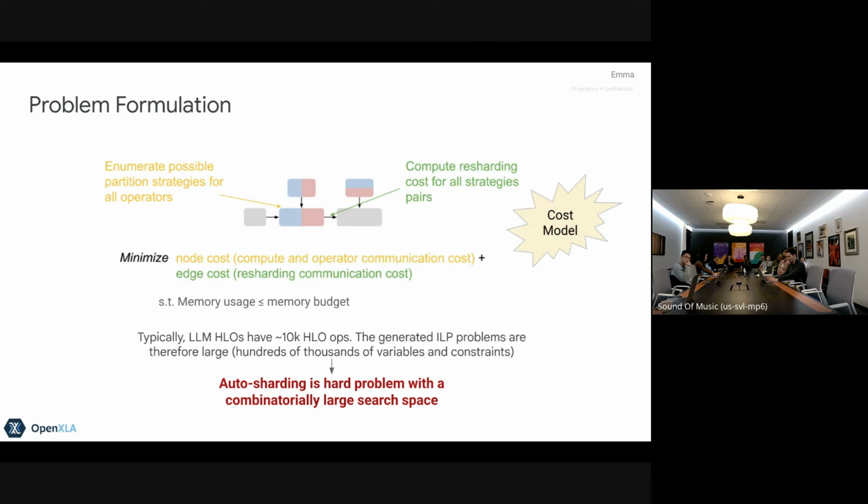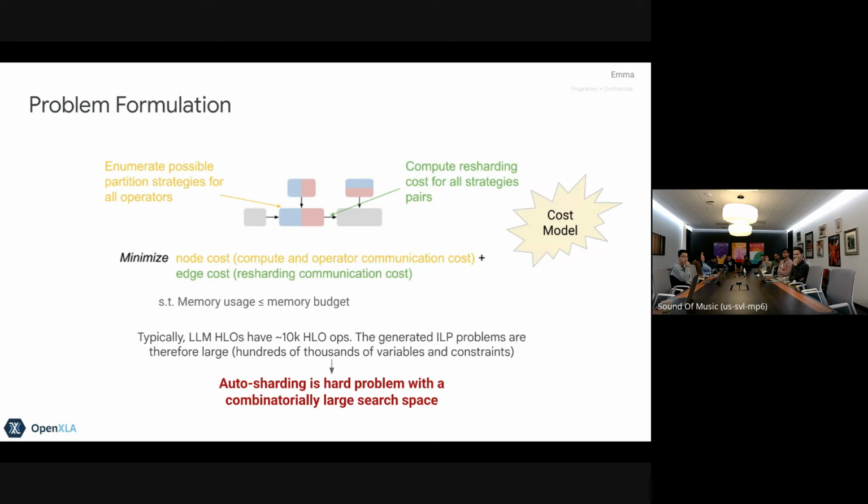Like I was saying, auto sharding will formulate this problem, feed that to an ILP solver, and get a solution back. Now, the interesting thing here is that typical model HLOs, and today we are all interested in LLMs, often have thousands to tens of thousands of HLO ops. Each of these individual HLO ops will have tens of partition strategies, which means the generated ILP problems are often extremely large and contain hundreds of thousands of variables and edges in the generated problem graph.